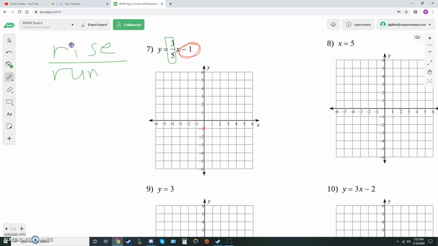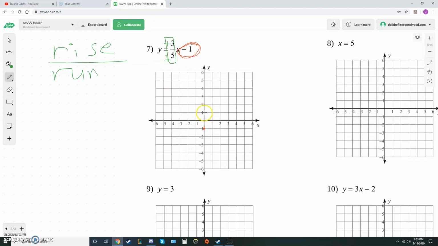You can start here and go 1, 2, 3 up, 5 running. Notice that this is a +3 and a +5. That's why I went up. If this had been a -3, I would have went down. Same thing here. If this is a -5, I would go to the left. But it's both positive, so it's nice and simple.